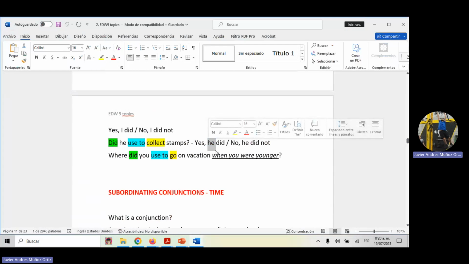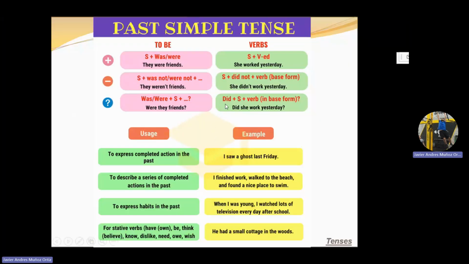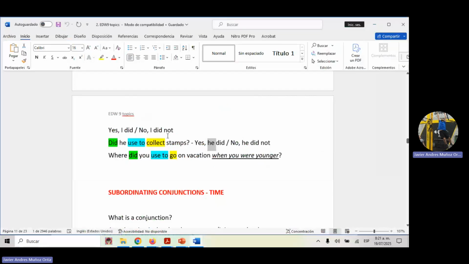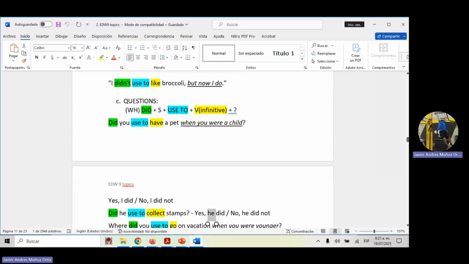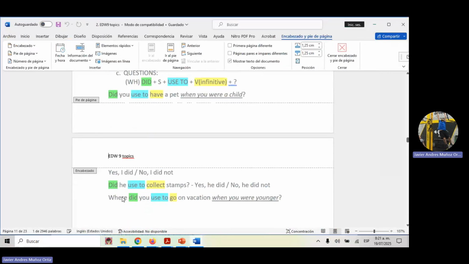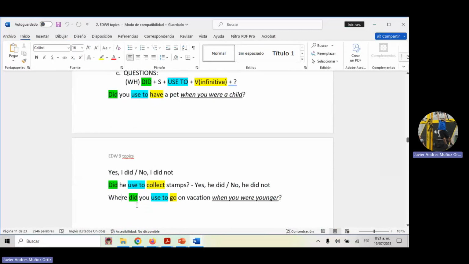Finally, to create questions, we also can remember that we have short questions and long questions, right? So short questions, yes, no questions if you prefer, and long questions are WH questions. So we could ask something like where, how often, and so on. For example, where did you used to go on vacations when you were younger? And this is also a possibility. Something that happened in the past, but it doesn't happen today.